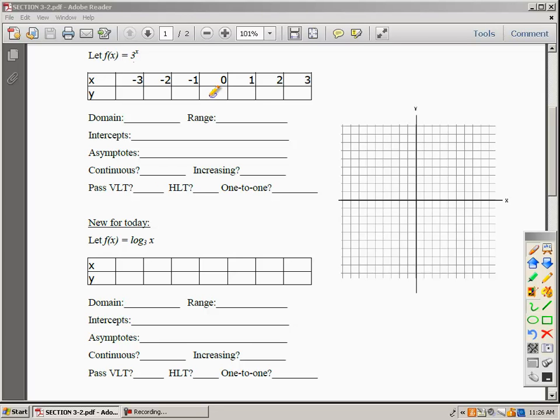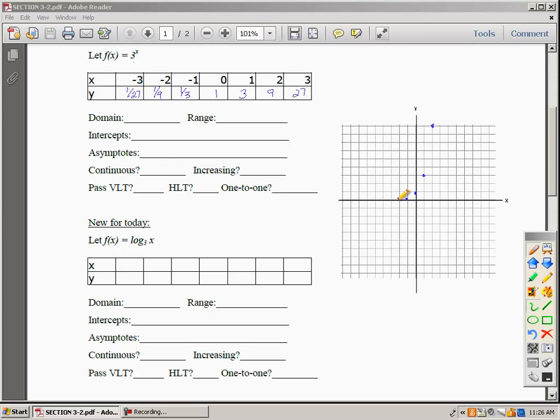3 to the 0 power, let's start off correctly, shall we? 3 to the 0 power is 1. 3 to the first power is 3. 3 squared is 9. 3 cubed is 27. 3 to the negative 1 is 1/3. 3 to the negative 2 is 1/9. And 3 to the negative third is 1/27. Okay, let's graph it.